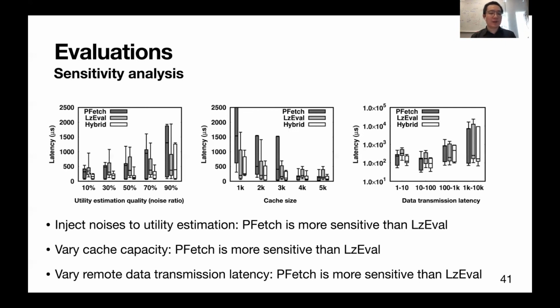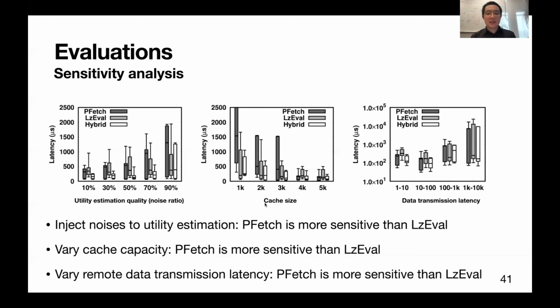We also observe that the median latency of lazy evaluation and the hybrid approach is rather stable. This is because lazy evaluation does not make any predictions at all. However, we observe that the 75th percentile and 95th percentile of lazy evaluation also increase rapidly. This is because even though lazy evaluation does not make any predictions, the cache management is still based on utility modeling. Now moving to the impact of the cache sizes.